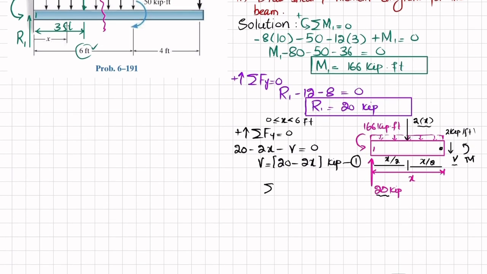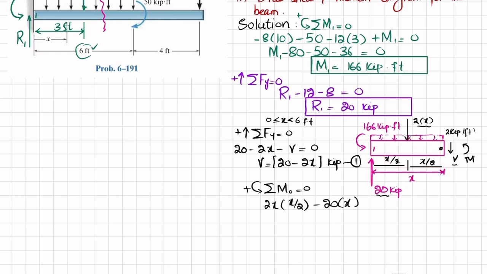Now we'll find the moment by using the equation of equilibrium, that the sum of all moments about point O is equal to 0, taking the counterclockwise moment as positive. About point O, the first moment will be due to this 2x, and the perpendicular distance is x by 2, and this is producing a clockwise moment, so it will be positive. So I will write 2x into x by 2. The second moment will be due to this 20 kips load, and the perpendicular distance is x, and this is producing clockwise, so it will be negative. So I will write minus 20 into x.